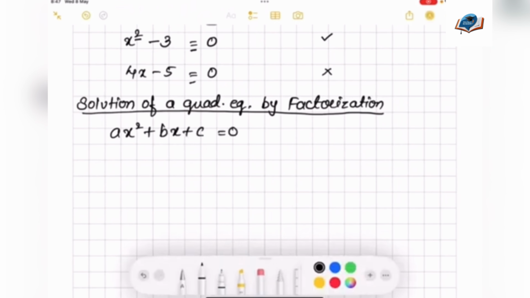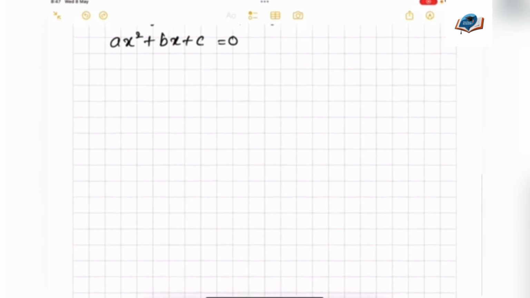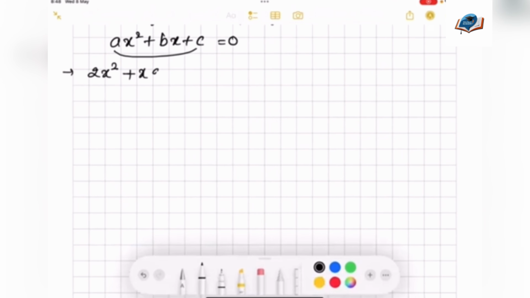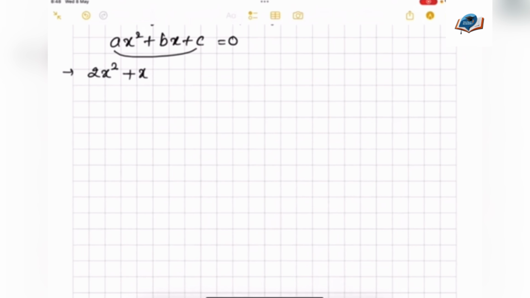Now I am taking an example here. First, you always have to find the product, that is a into c, and the sum should be b. So let us take an example, 2x square plus x minus 6 equal to 0. So see, a equal to 2, b equal to 1, and c equal to minus 6. So I can say the product should be 2 into minus 6.